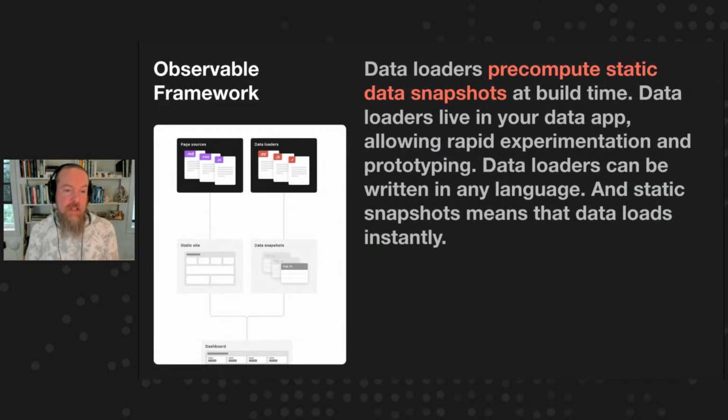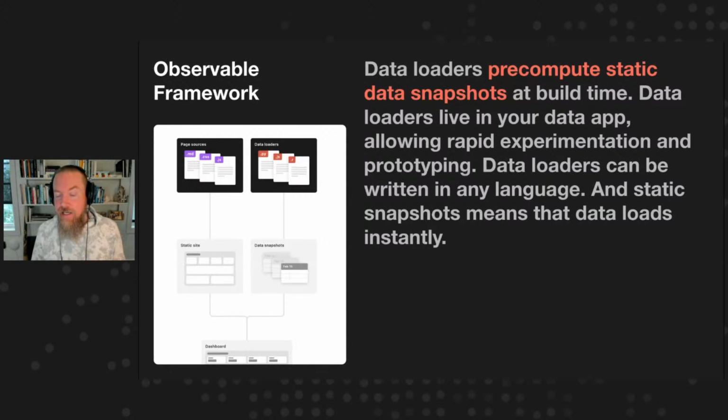Our solution, which we encourage you to check out, is Observable Framework, a static site generator for data apps. And Framework's key architectural innovation is data loaders. Data loaders are programs. They can be written in any language, and they take snapshots of data at build time. This means that even if your data loaders are slow, it doesn't impact the user experience. When a user goes to view your dashboard, they'll load the already computed static data snapshot, which will be instant.